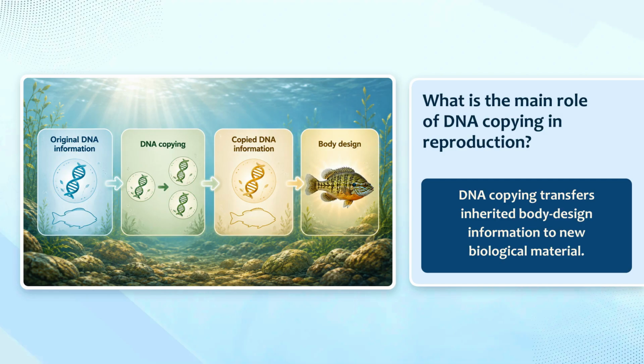Trace the pathway once more from the first card to the body outline. What is the main role of DNA copying in reproduction? The information path gives us the answer. DNA copying transfers inherited body design information to new biological material. The copying step carries forward information rather than creating an unrelated body design. Next, we will look closely at how accurate DNA copying is and why small differences can still appear.